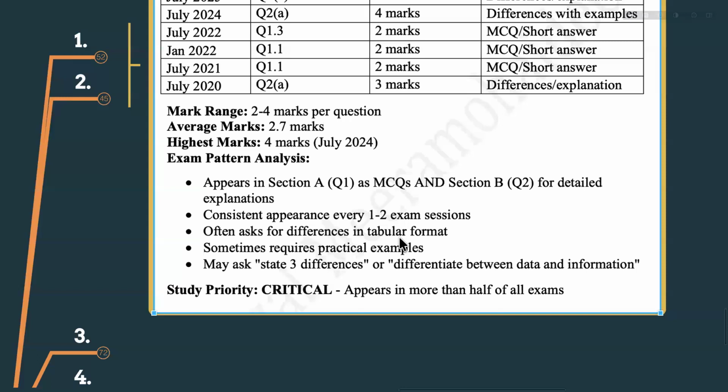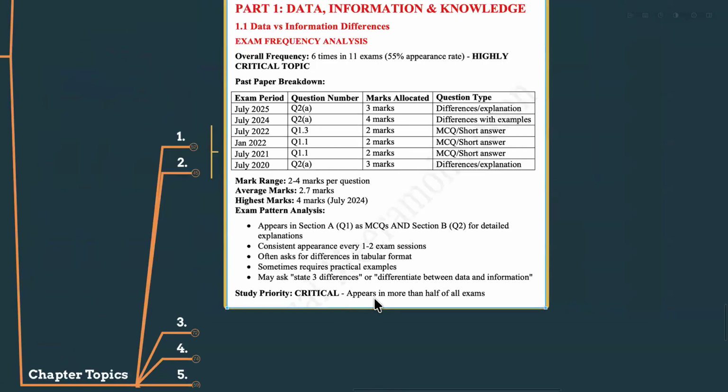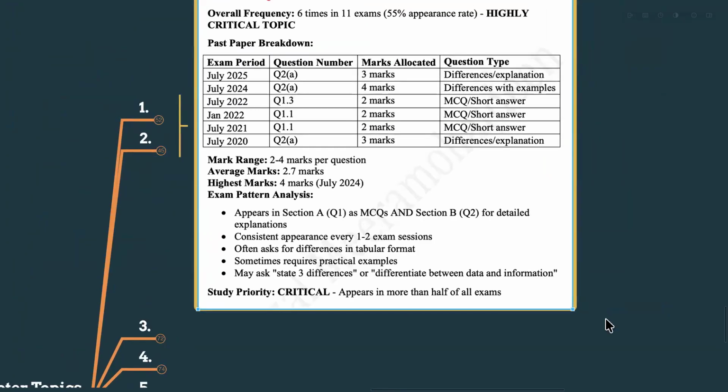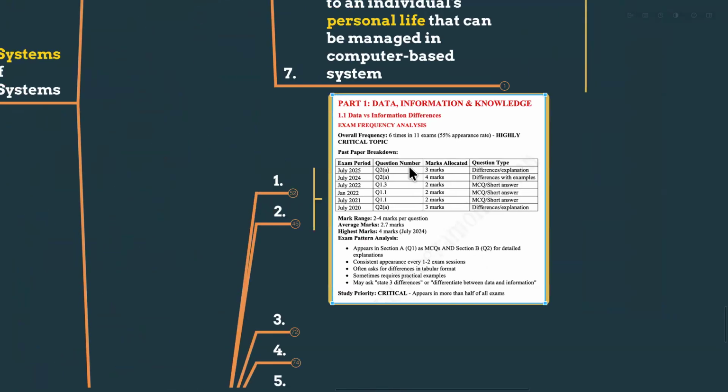It means you have to write a table like data and information. What are the differences, right? Sometimes they require some practical examples, examples of data, examples of information, right? They may ask to state 3 differences or differentiate between the data and information. So the study priority is very critical here, because the appearance is in more than half of all the exams, right? Out of the 11 exam papers, more than half have these questions.